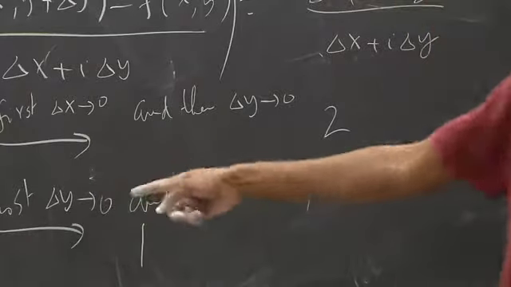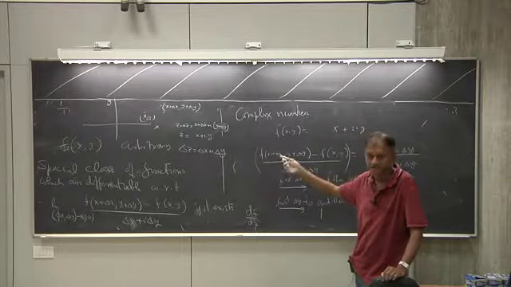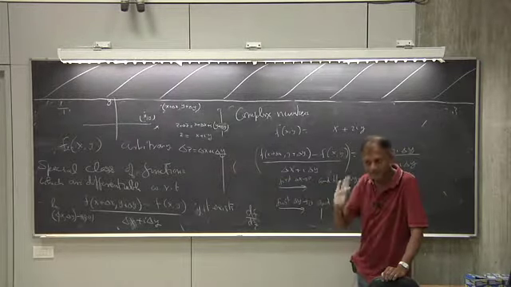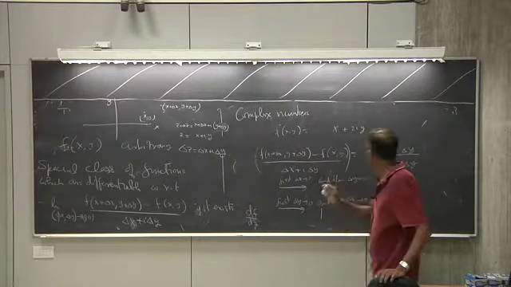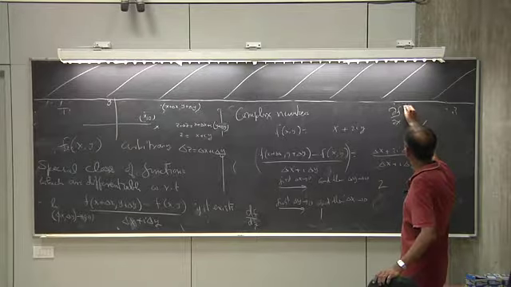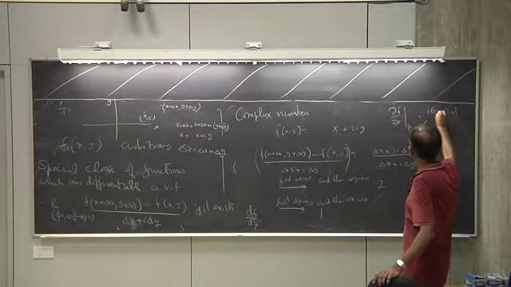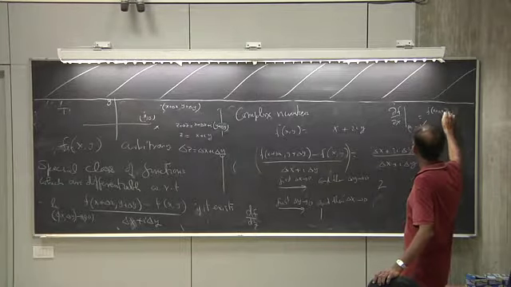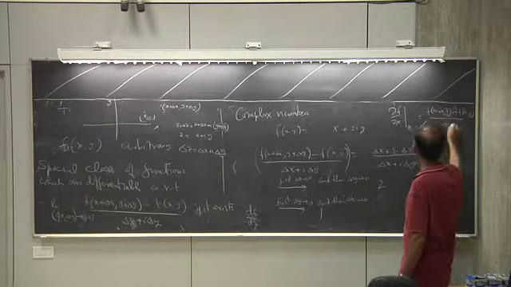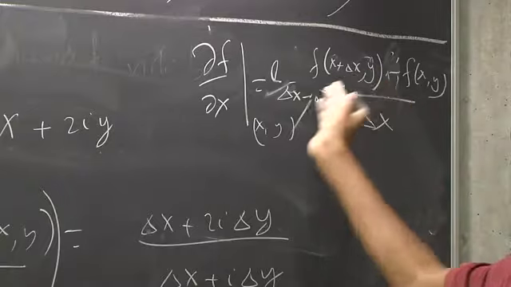So this doesn't exist. df by dx, df by dz for this function doesn't exist. It's not differentiable in the complex sense, in this sense. Partial derivatives exist. There's no problem with the partial derivatives. The partial derivative df by dx, by definition at some point x, y, is simply f of x plus delta x, comma y, minus f of x, y, divided by delta x in the limit delta x goes to 0. This perfectly exists.